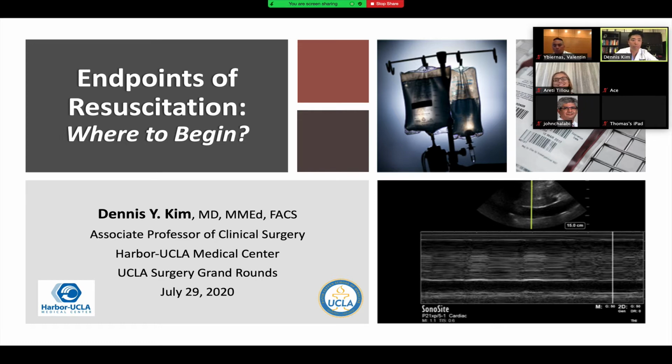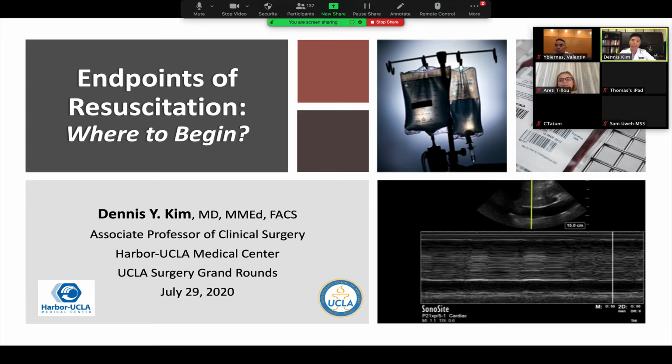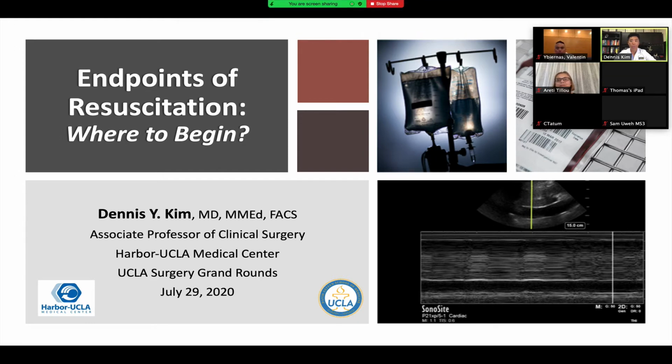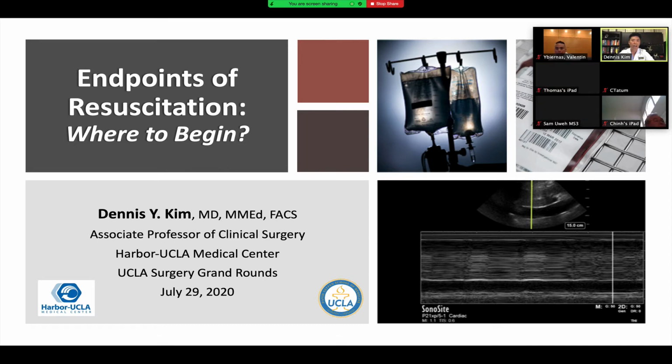I get to share with you a little bit of what's been happening behind the scenes as well as on the scenes with regards to endpoints of resuscitation. Whether you're a trauma surgeon, an anesthesia intensivist, or an emergency medicine physician or healthcare professional, I think understanding the importance of determining which endpoints we want to use in the resuscitation of our patients is critically important. Over the next 45 minutes or so, we're going to go over some of the state of the art in terms of the various hemodynamic, metabolic, as well as regional endpoints of resuscitation.